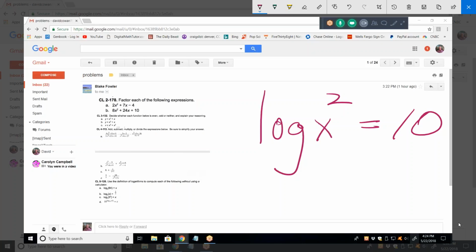First step. All I can see is the first log. You can't see equal to 10? Oh yeah, I can. I thought, yeah. Okay.